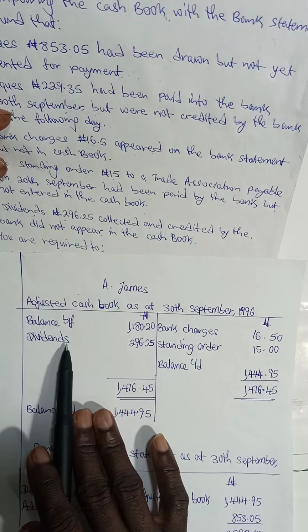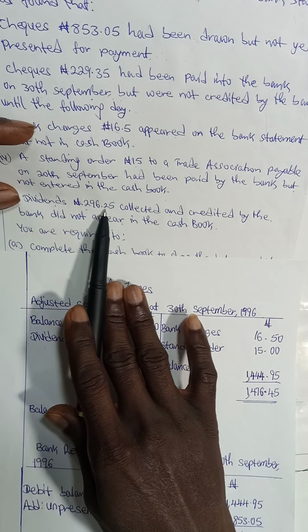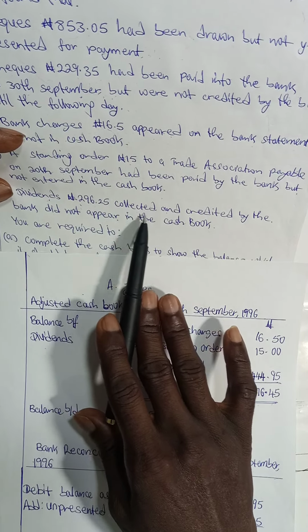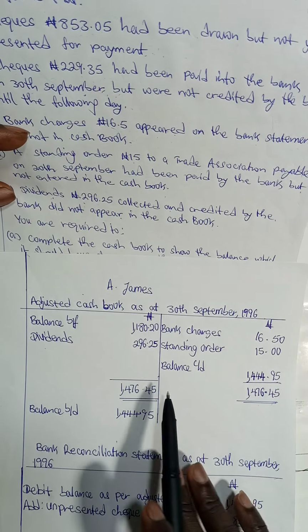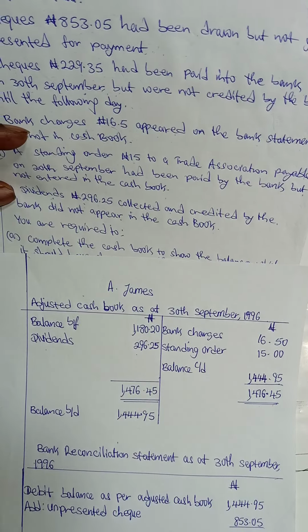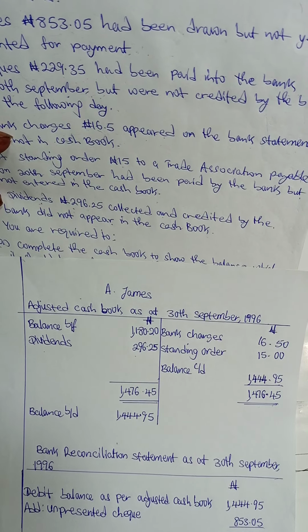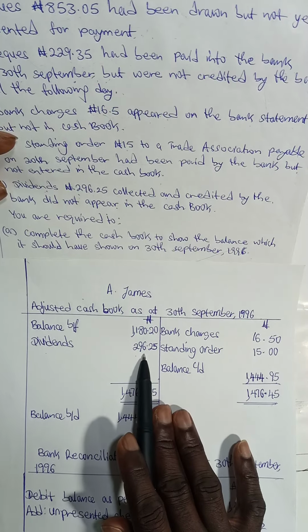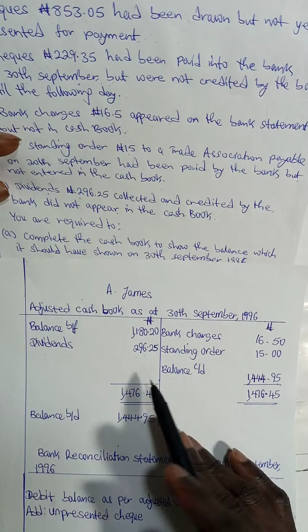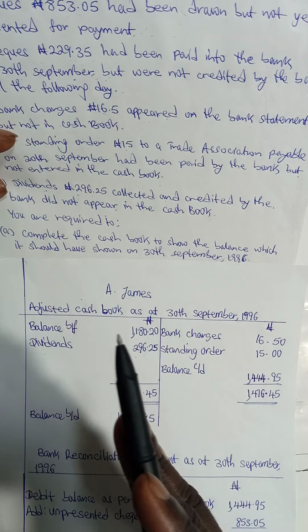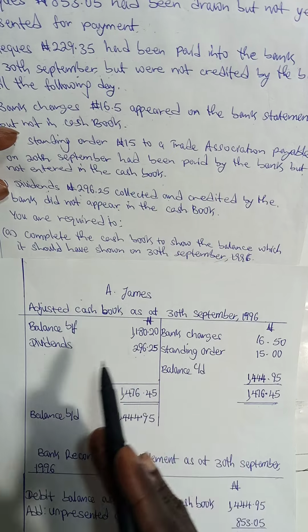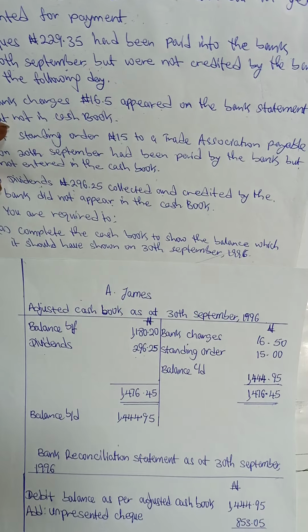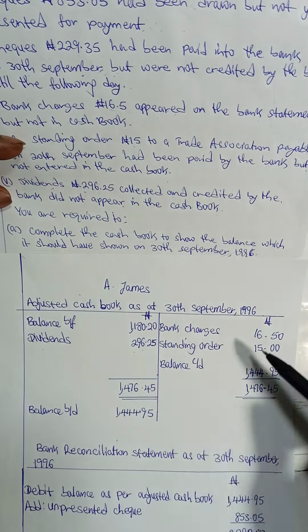So then dividends, 296 naira 25 kobo, collected and credited by the bank but did not appear in the cash book. So this amount increases the assets of the account holder, because it will increase the bank balance of the account holder. That's why we are debiting it, and we say anything that increases the asset should be debited. So this is an adjusted cash book, an updated cash book, a cash book that is prepared to accommodate all the missing figures in the cash book, so you can balance up the account.